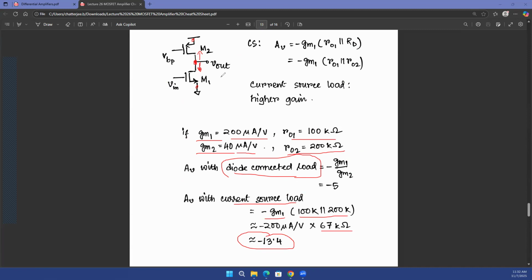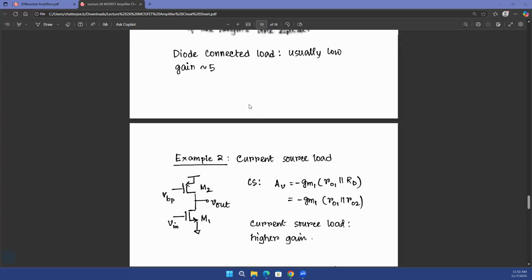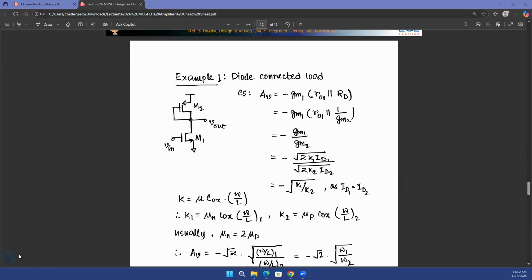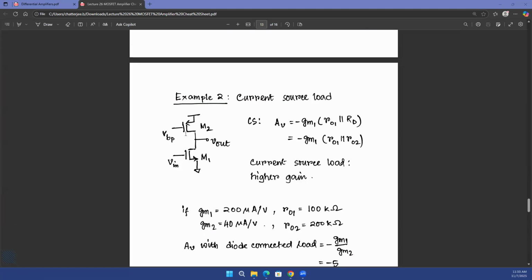So if you want to have a higher gain, use a current source load. On the other hand, the diode connected load will give you a lower gain, but you don't need to worry about biasing this transistor in saturation because diode connected transistors are always in saturation. But in the second scenario with current source load, you have to make sure that you provide a bias in a way that the M2 transistor is also in saturation.